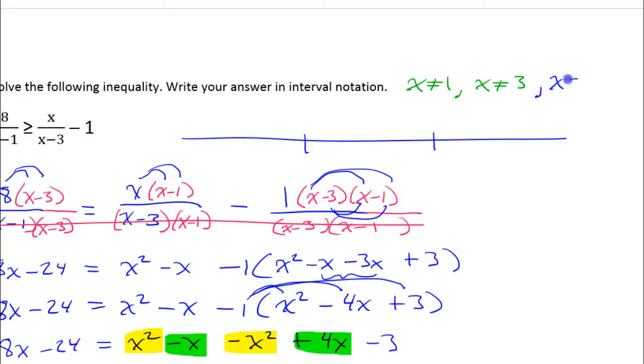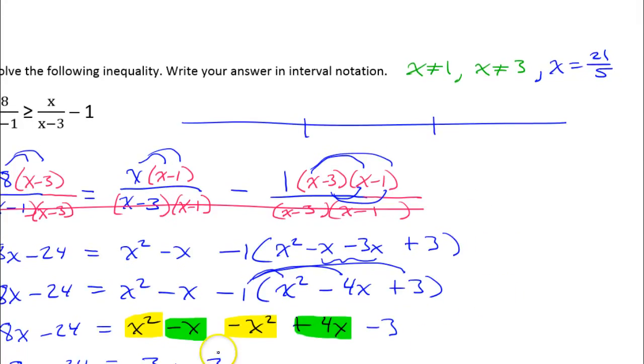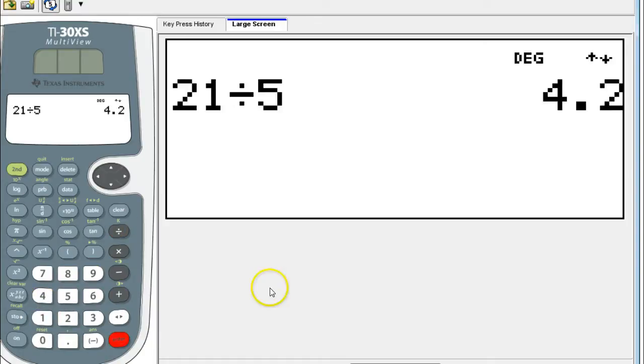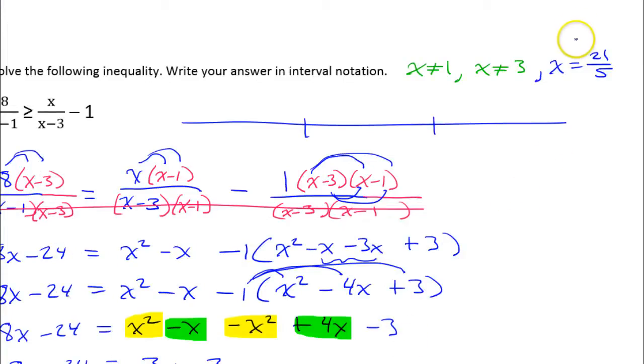Okay, so x equals 21 fifths. So these three values need to go on my number line. To know exactly where they go in relation to each other, it would be helpful to have a decimal value for this. So let's see, 21 fifths, that's the same as 21 divided by 5. So that's 4.2. So just keep in mind that this is the same thing as 4.2.